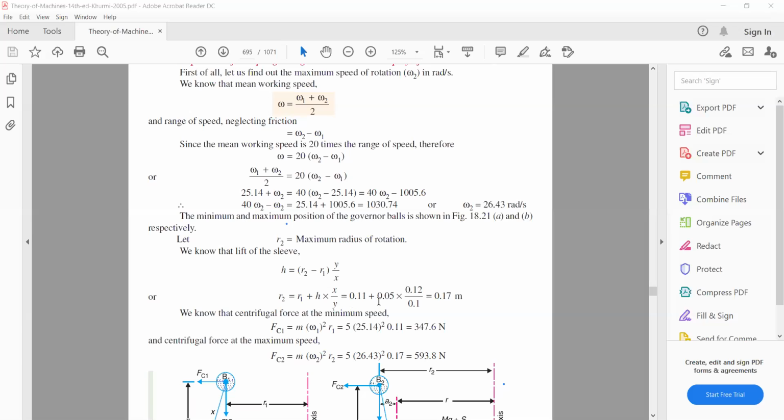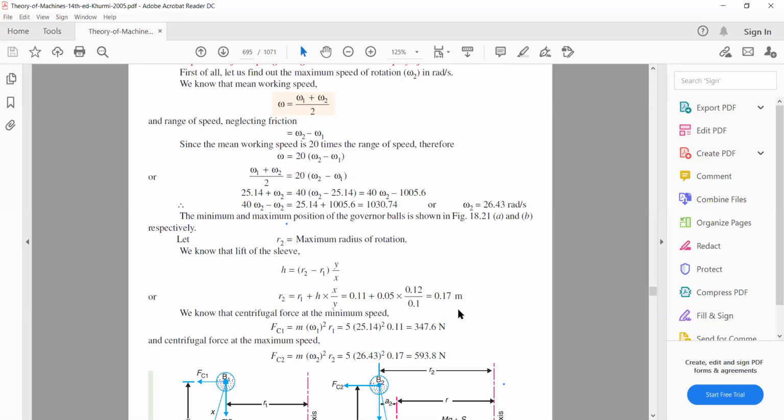So R1 is already known, 0.11, and H is known, 0.05, into X is 0.12 and Y is 0.1, for getting the R2 value. So that value will come to nearly 0.17 meter. In the earlier session we found the omega 2 value and now we found the R2 value. When we know the R2 value, now we are going to find the centrifugal force at the minimum speed and centrifugal force at the maximum speed.